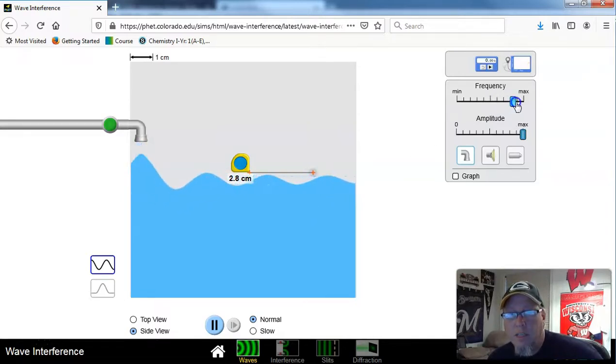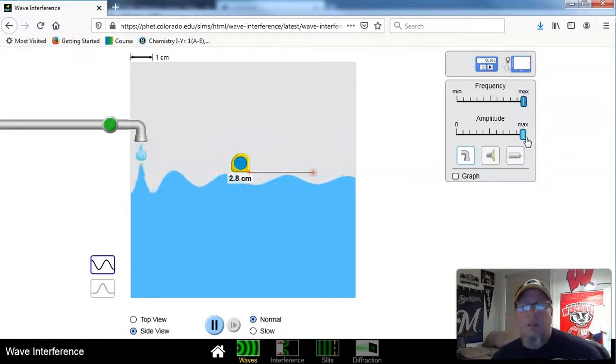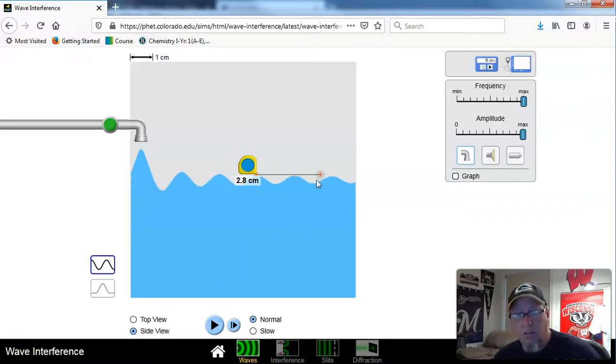So if the frequency increases, that means that the wavelength is going to decrease. So there you go, I increased the frequency, there's way more waves on the screen now, and the wavelength is going to decrease. So if I put my tape measure without changing anything, not even close to what it was before. So when the frequency goes up, the wavelength goes down. When the frequency goes down, the wavelength goes up.